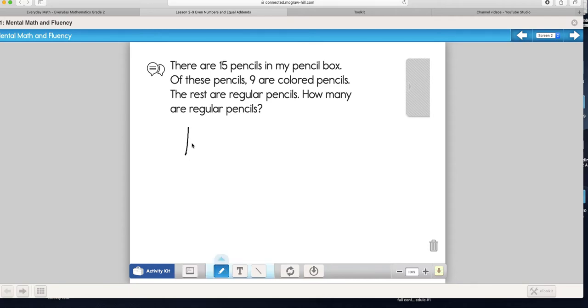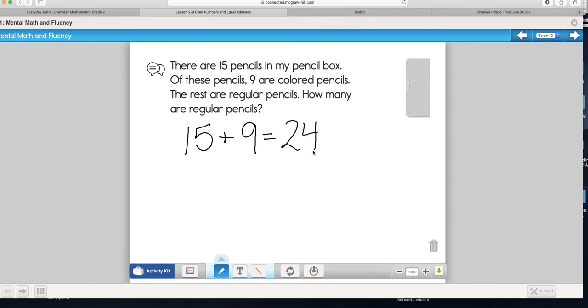15. Okay, 15. Then what would you do next? Would you add or would you subtract? Okay, so 15 plus what? Come on, Jake, there's only 2 numbers here. 15 pencils in my pencil box. Of these pencils, 9 are colored pencils. The rest are regular pencils. Okay, so 15 plus 9, and you figured out that that was how much? What's 15 plus 9? 24, okay.